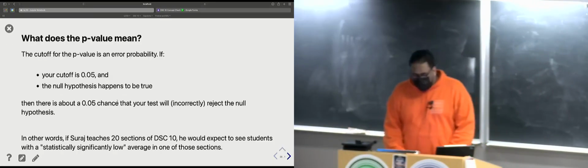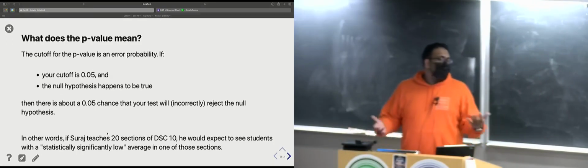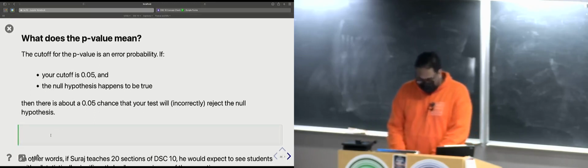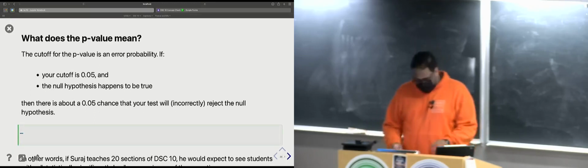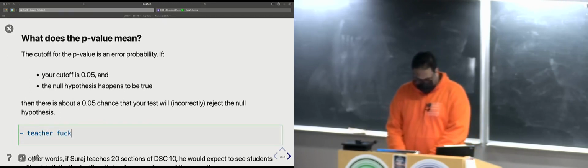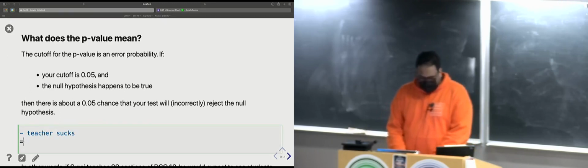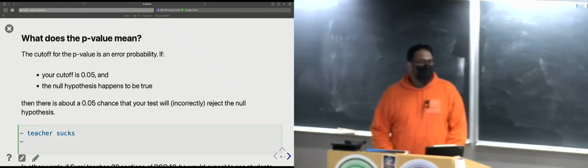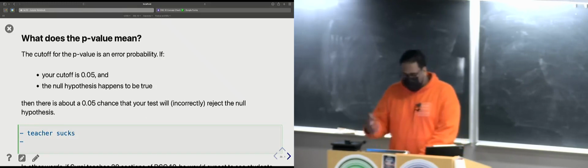Cool. So, before we move forward, let's theorize. Like, why did our section have a lower average? What do you think? Well, here's one answer. Teacher, I'm not going to say that, sucks. What are the other options? The time. That's what I actually think the answer is, the time. 1 p.m.